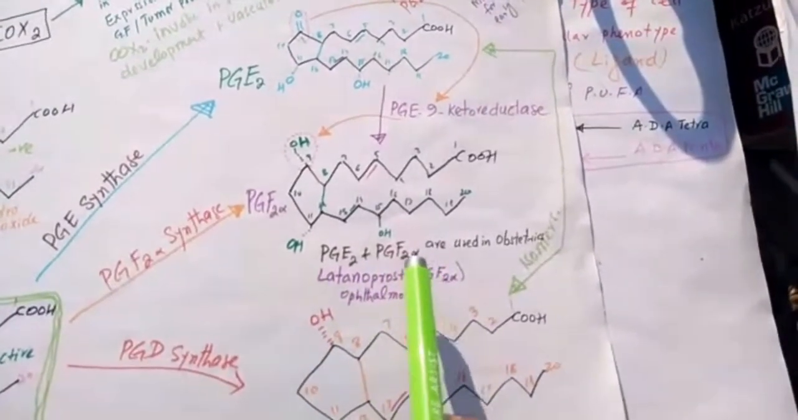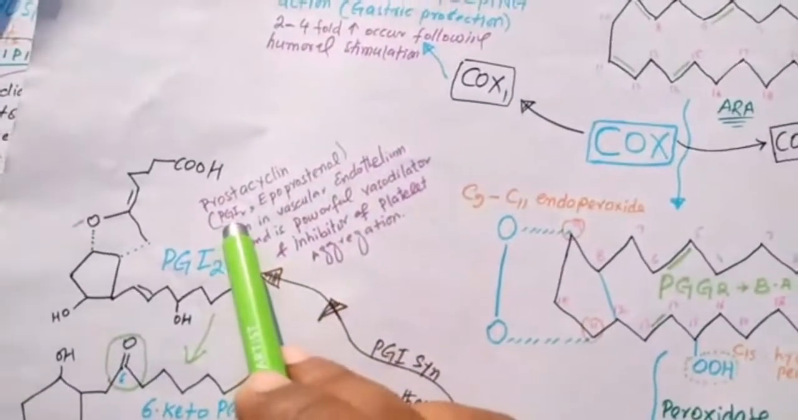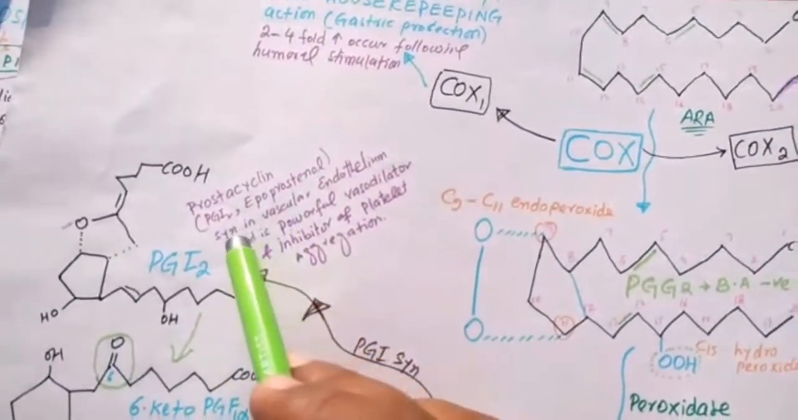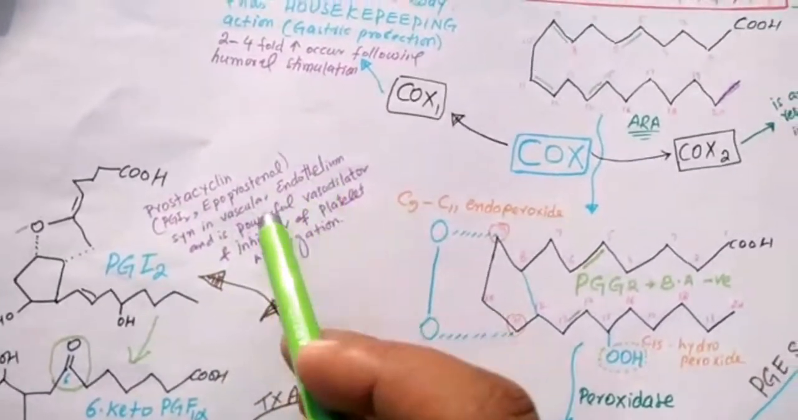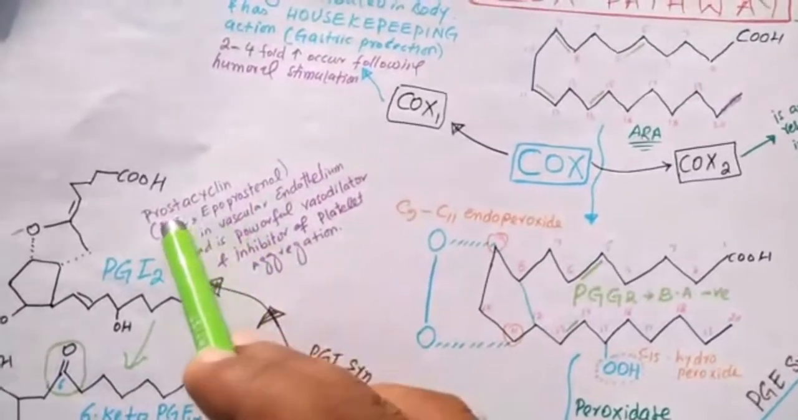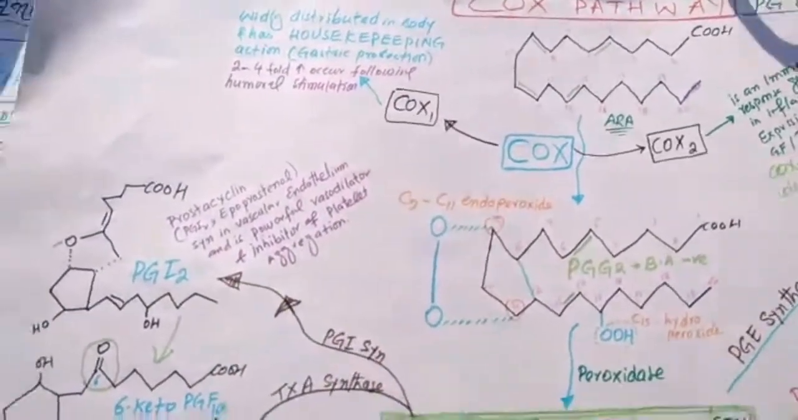This prostaglandin E2 and prostaglandin F2 alpha derivatives themselves are used in obstetrics. Latanoprost, a prostaglandin F2 alpha analog, is used in ophthalmology. Prostacyclin, prostaglandin I2, is synthesized and produced in vascular endothelial cells, and this prostaglandin I2 is a powerful vasodilator and inhibitor of platelet aggregation.